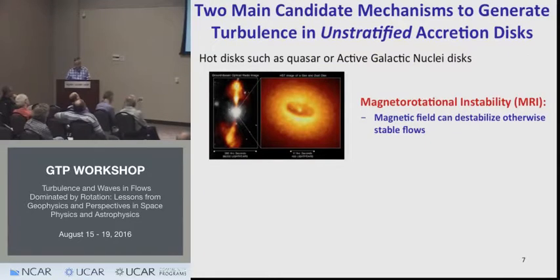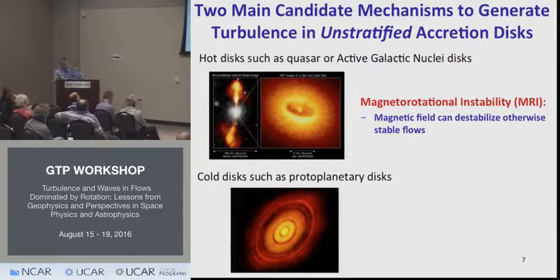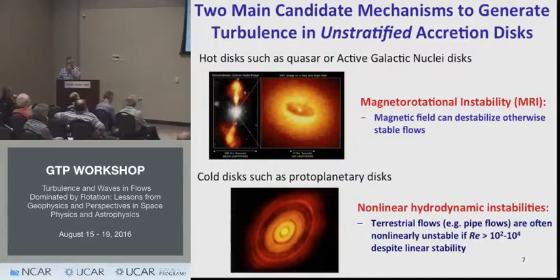But for the disk as a cold disk, it's not so obvious that MRI will work because there's not sufficient ionization, such as in the protoplanetary disk. Sometimes protostellar disk is being used interchangeably, I guess. This is a real picture again. The idea there is, can you generate turbulence without a magnetic field?